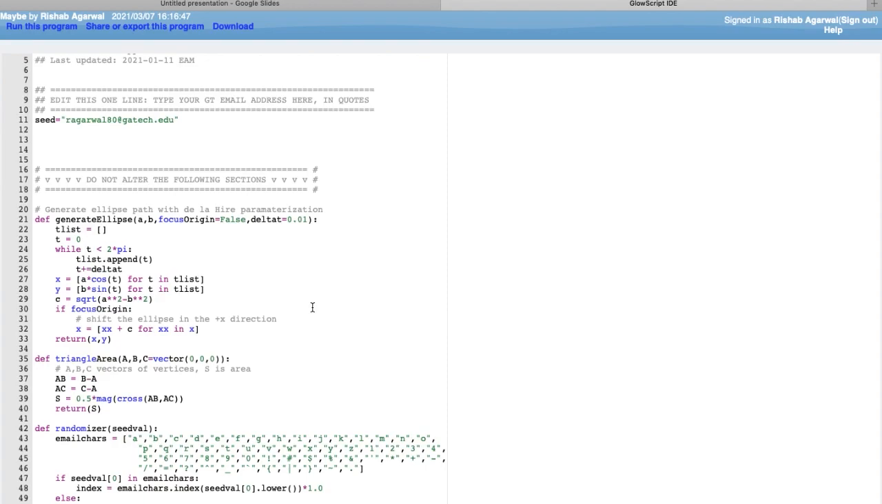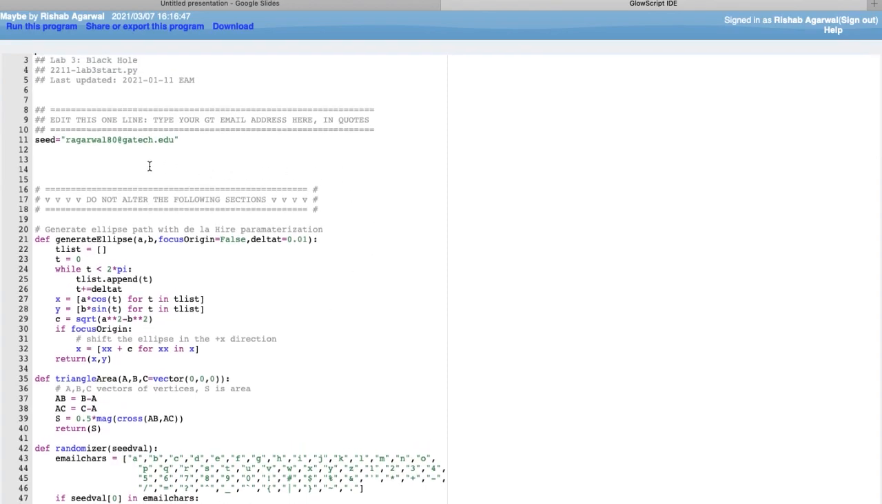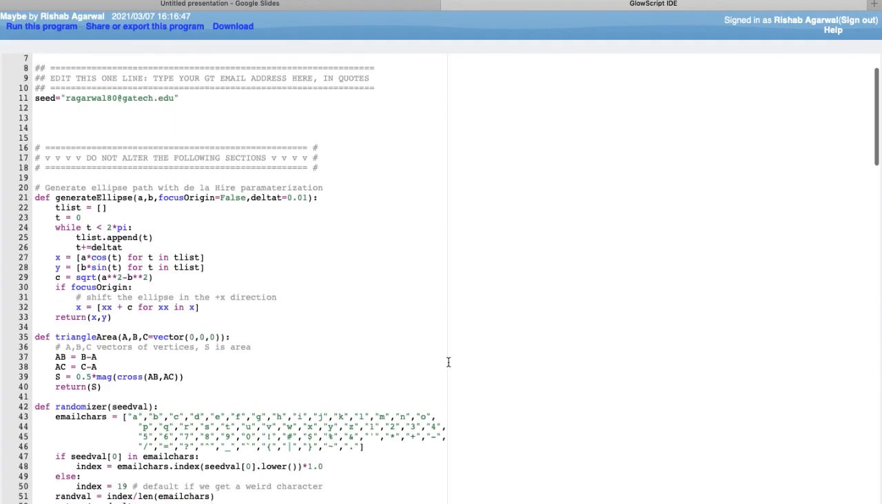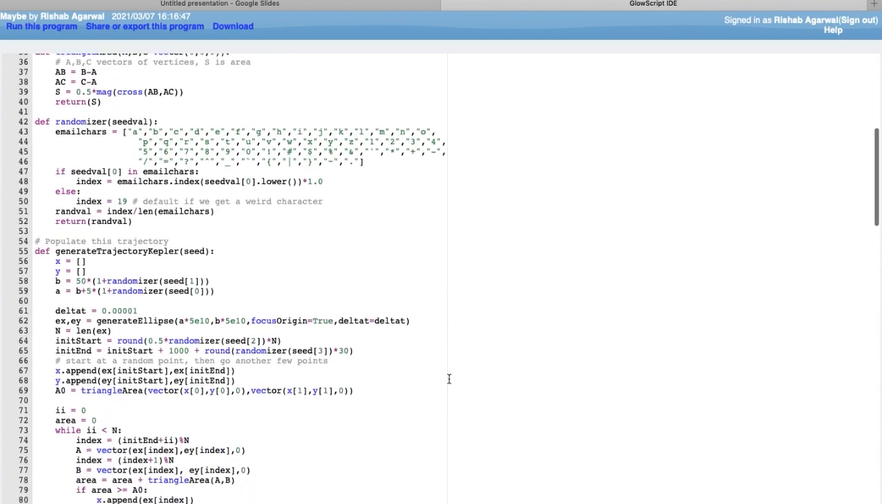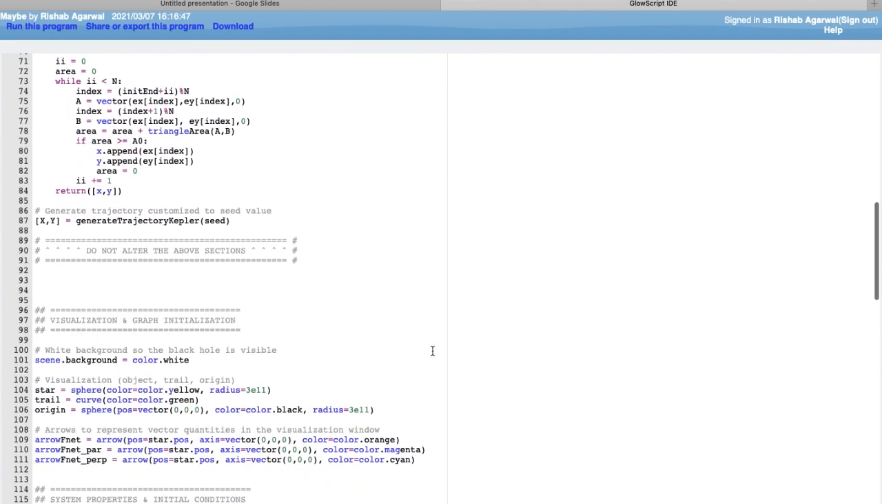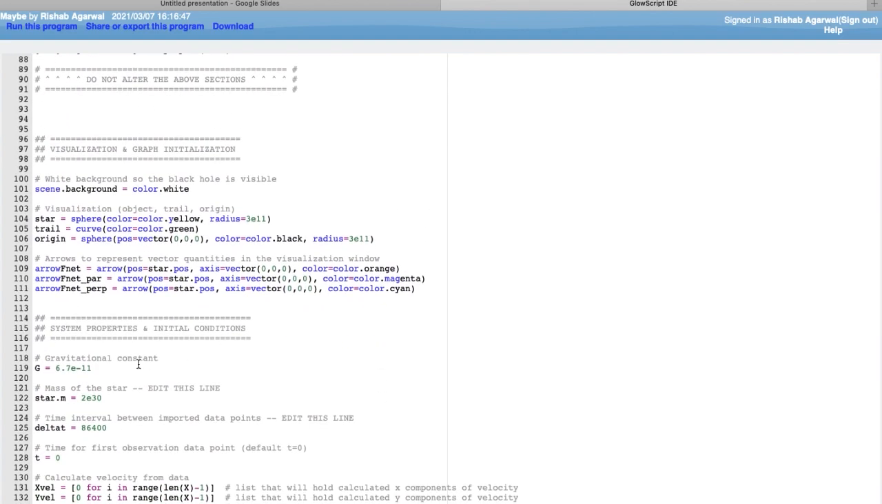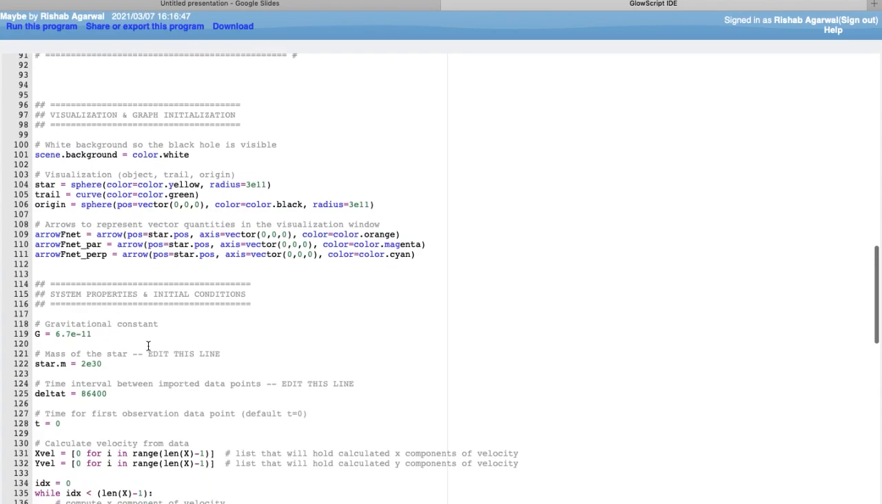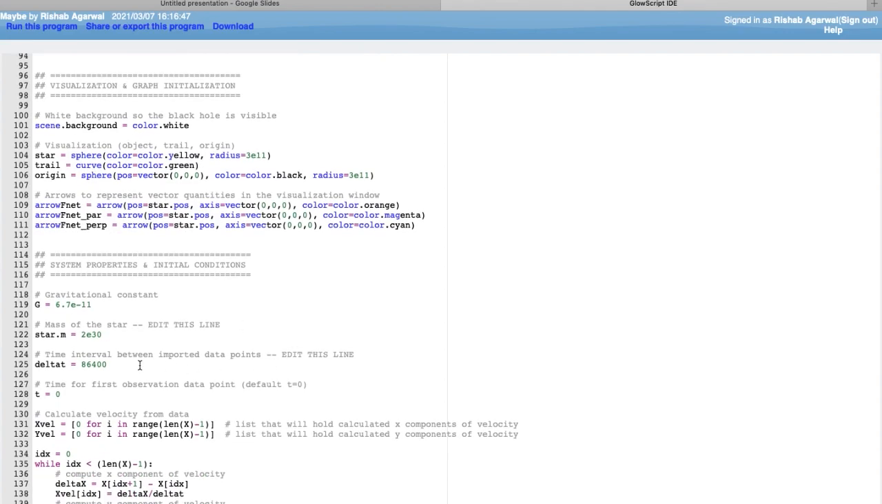When we look at our code, we see the seed, which is my Georgia Tech email, which created my individual trajectory. Then, we can slide down to the things that we had to modify. Our gravitational constant G is 6.7 times 10 to the negative 11th. The mass of the star was given to us as 2 times 10 to the 30th. Then, we had to set our delta t as the number of seconds in a day, which is 86,400.